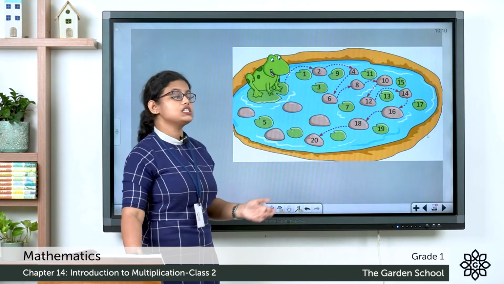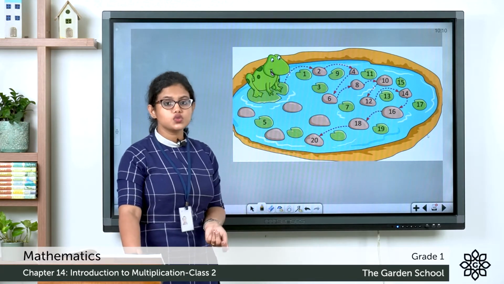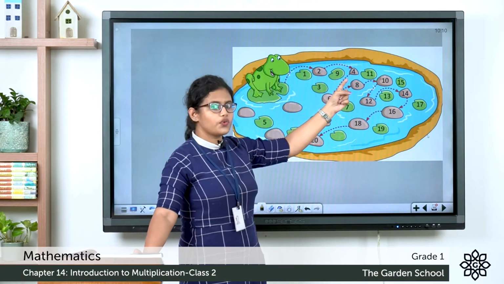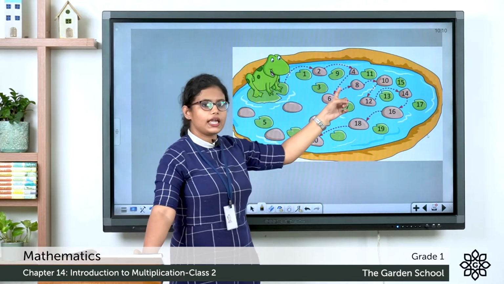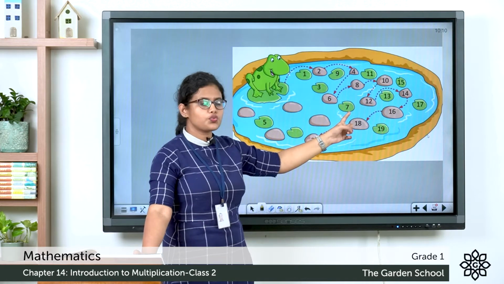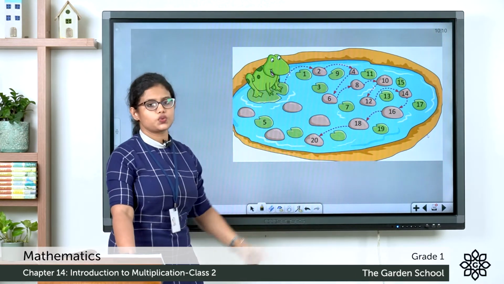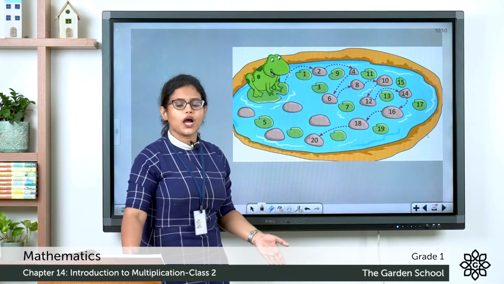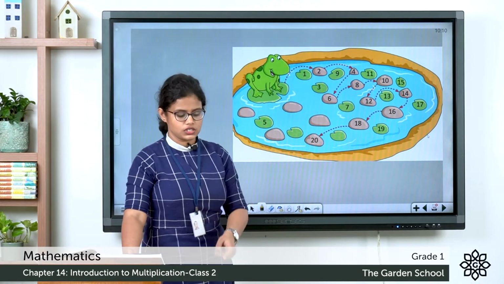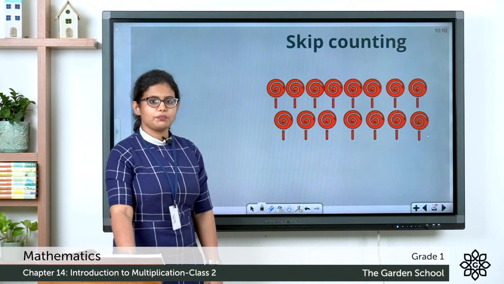Here, this is skip counting in 2s. 2, 4, 6, 8, 10, 12, 14, 16, 18, 20. So, this is skip counting in 2s. Let's see one more example.